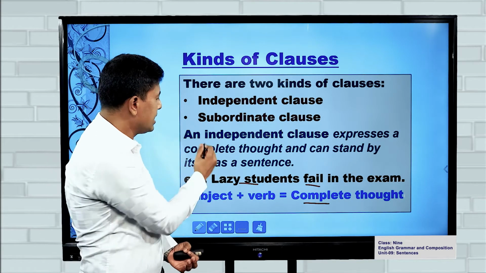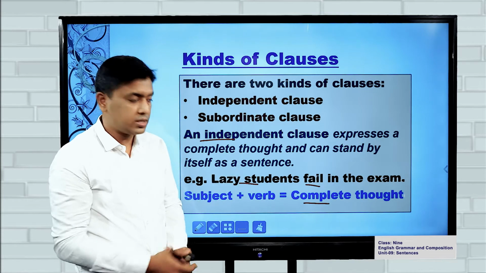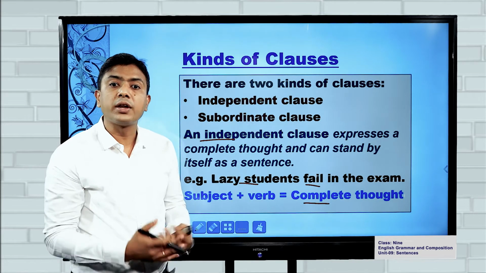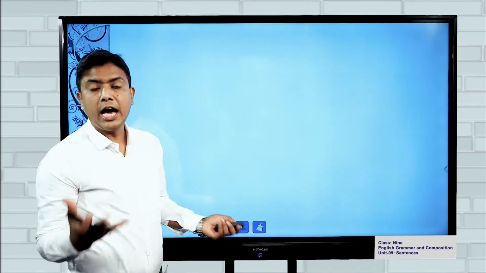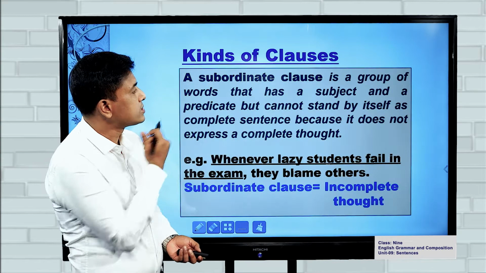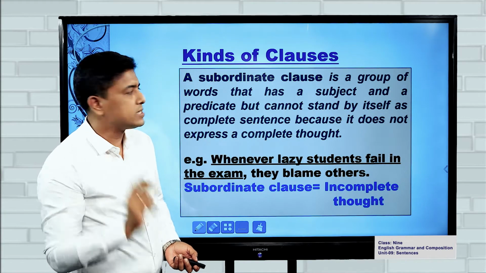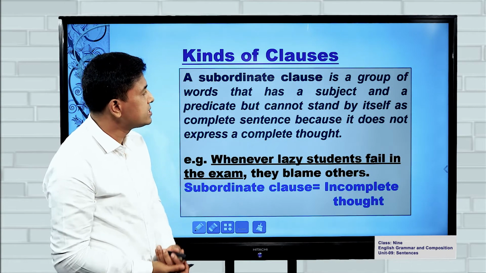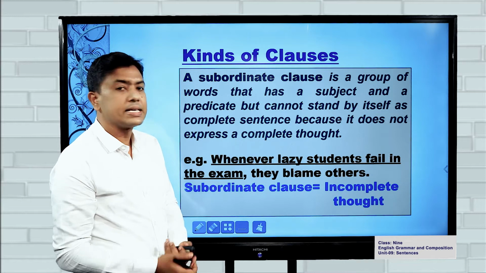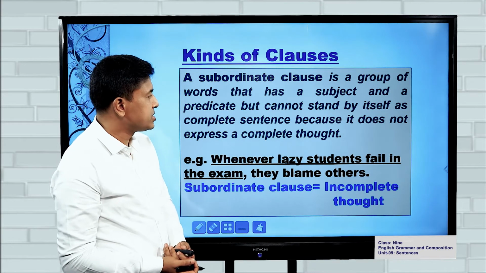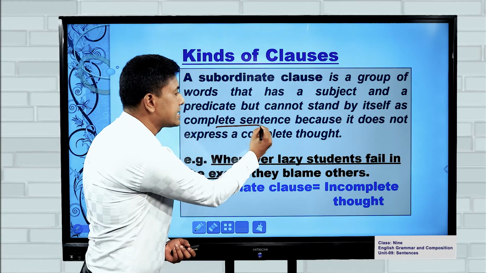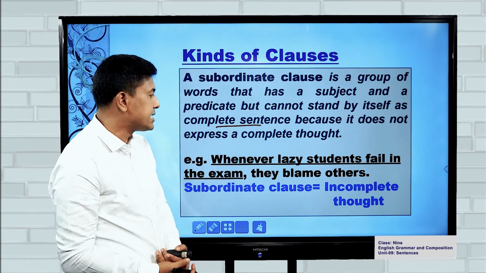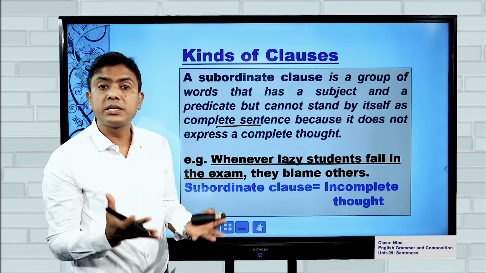Therefore, we can say this is an independent clause. This clause doesn't depend on any other clause, so it is absolutely independent. And now let us learn subordinate clause or dependent clause. A subordinate clause is a group of words that has a subject and a predicate but cannot stand by itself as a complete sentence because it does not express a complete thought, a complete idea.